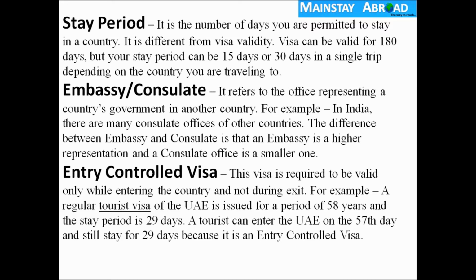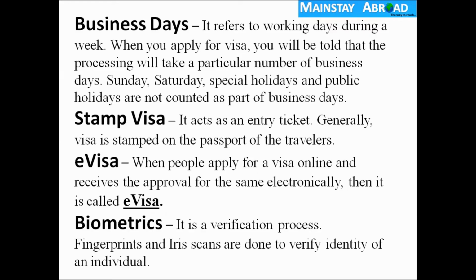Entry controlled visa. This visa is required to be valid only when entering the country and not during exit. For example, a regular tourist visa of the UAE is issued for a period of 58 days and the stay period is 29 days. A tourist can enter the UAE on the 57th day and still stay for 29 days because it is an entry controlled visa.